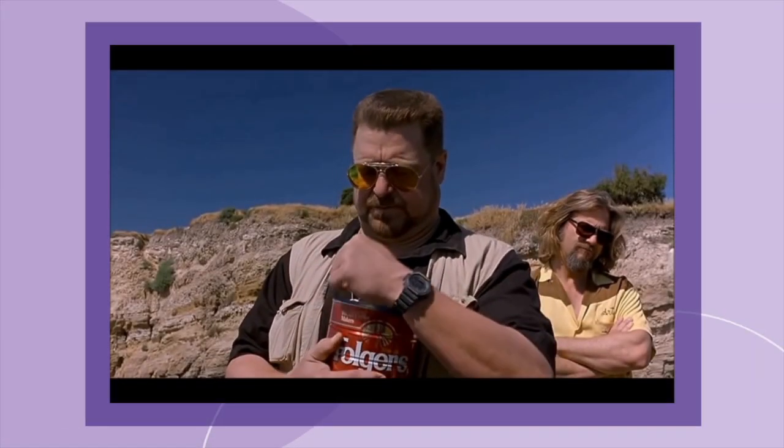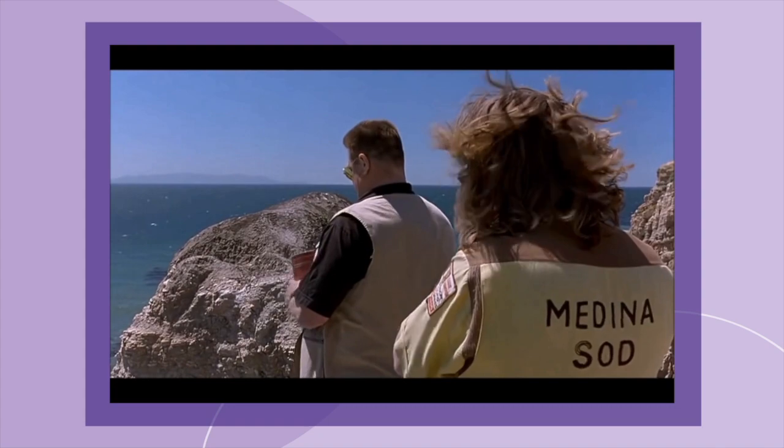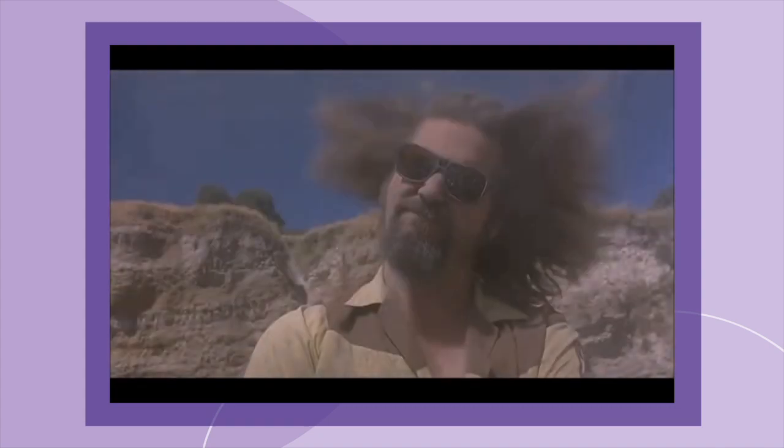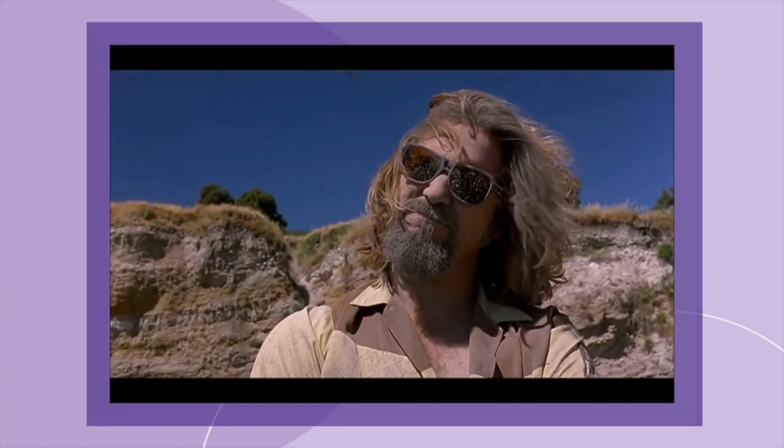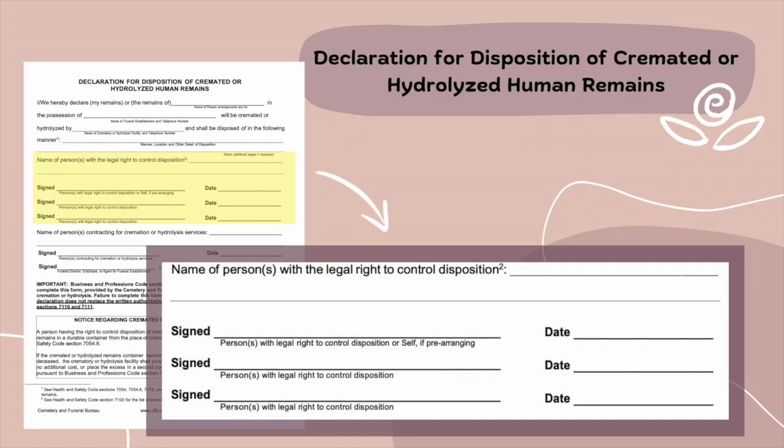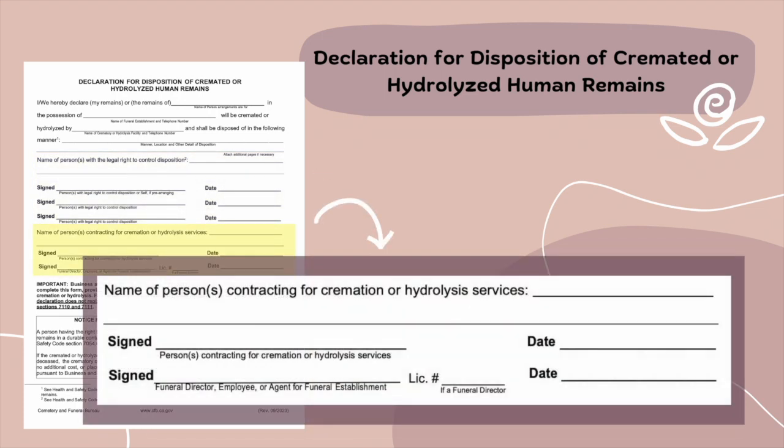Some examples are to be retained at a residence, to be scattered at sea. Cremated remains can also be split into separate portions. The options are endless. The form then asks for a list of people with the right to control disposition along with their signatures. There may be more than one person with this right. Underneath that is a list of the people that are contracting for the services along with their signatures. The person contracting is the person that is signing the final at-need contract. The funeral representative needs to sign this form as well.